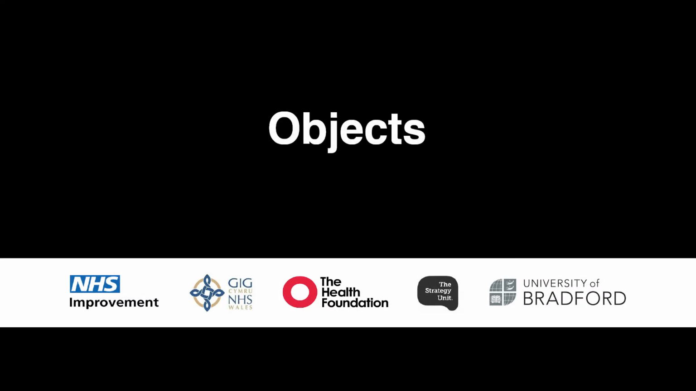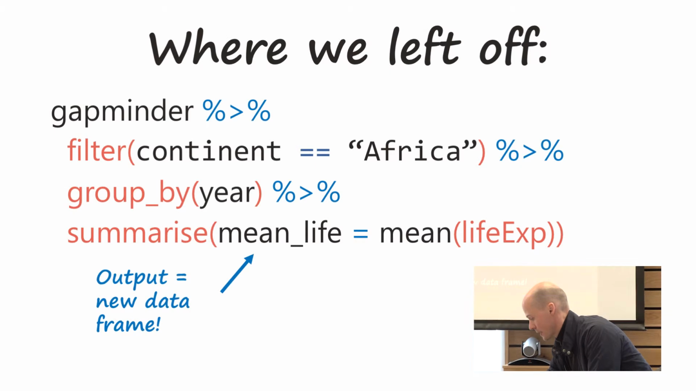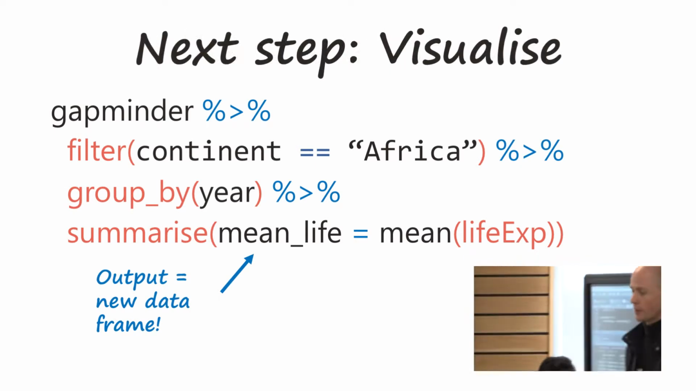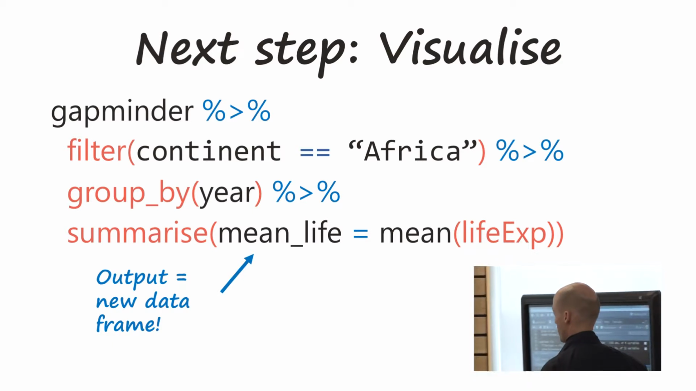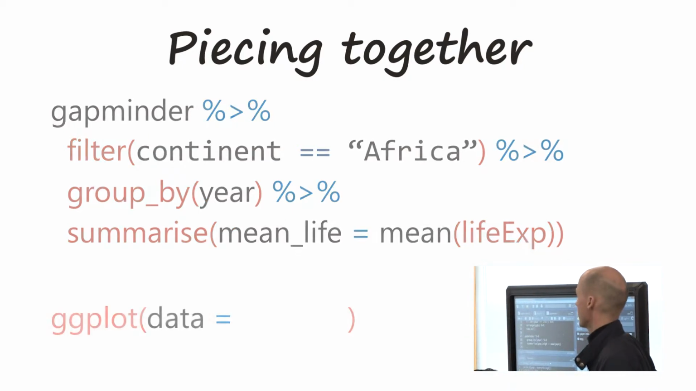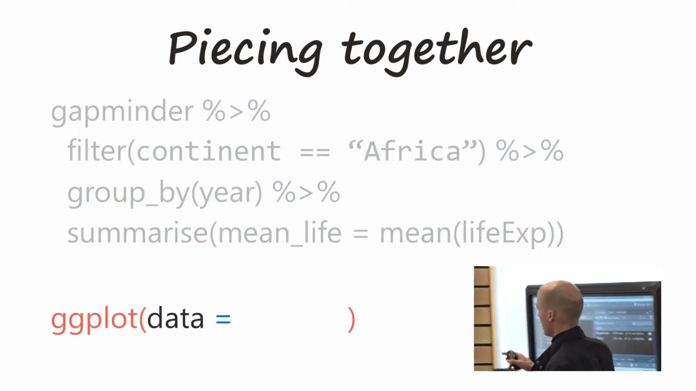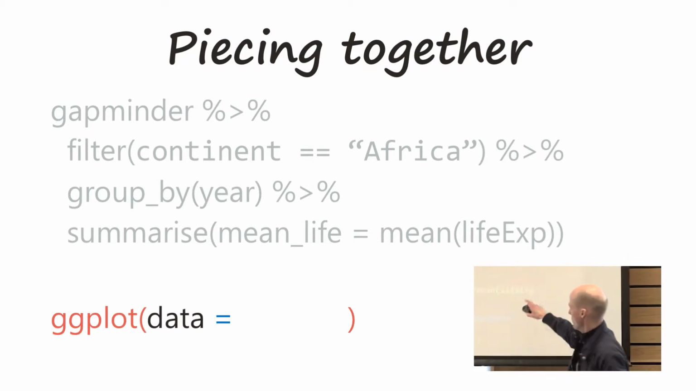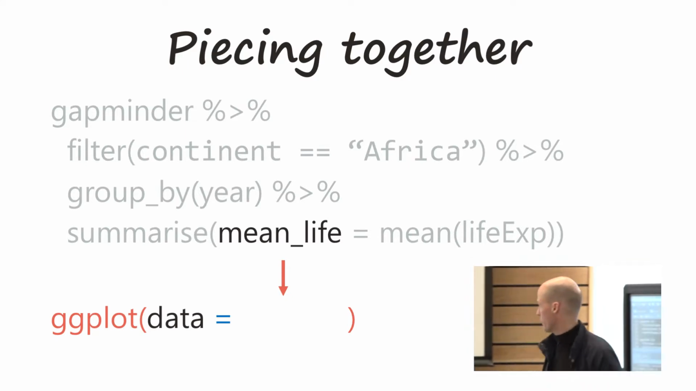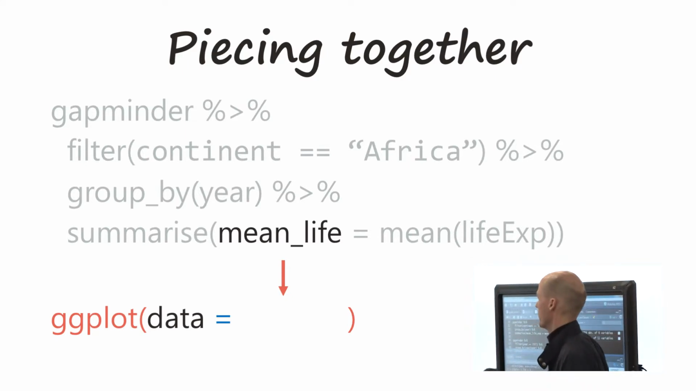This session is going to cover objects, life expectancy by year. I think the next step we want to do here would be to visualise what we produced. We want to link what we've done with the wrangling into our ggplot. So we want to put this bit of code, which produces a new data frame, into this argument here, ggplot data equals, plug that into the first argument of the ggplot function.